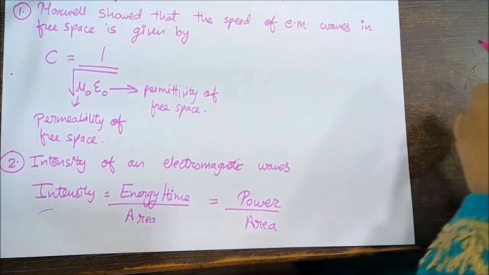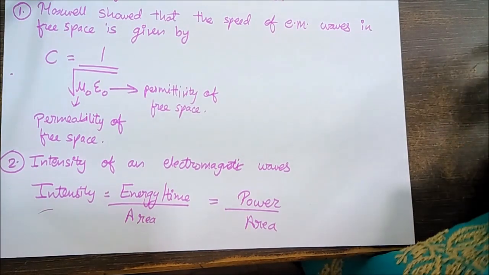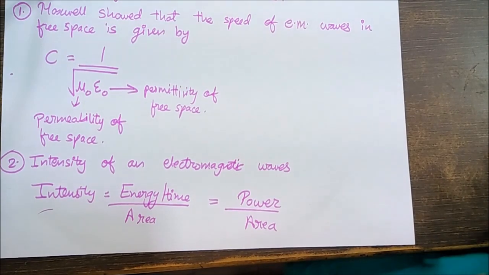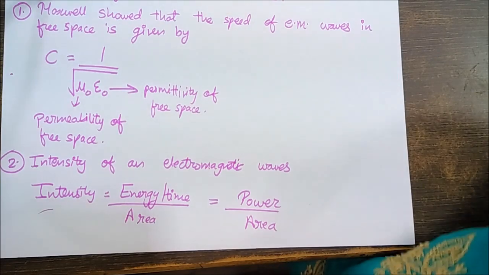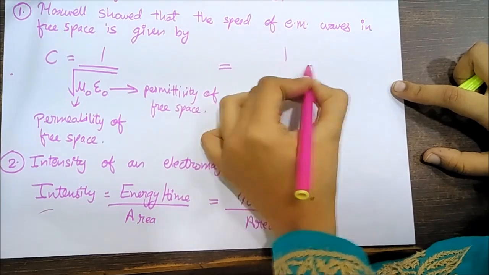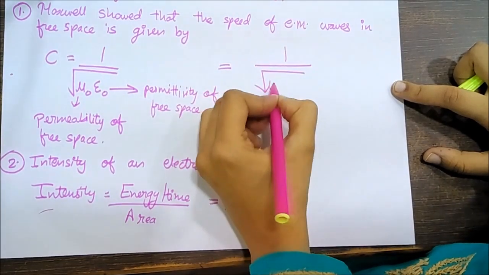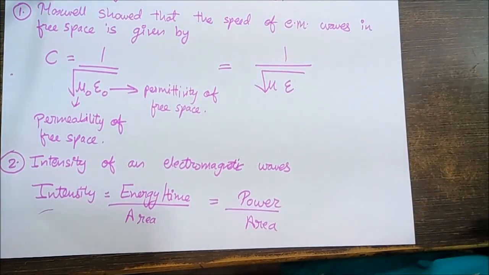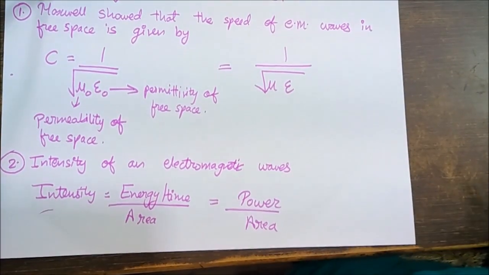Okay, now for solving sums, there are different formulas which will be used. The first one is Maxwell showed that the speed of an electromagnetic wave in free space is given by c equals 1 upon root mu naught epsilon naught, where mu naught is the permeability of free space and epsilon naught is permittivity of free space. If it is not traveling in free space, it would be mu epsilon, where mu is the permeability of the medium and epsilon is also the permittivity of the medium.